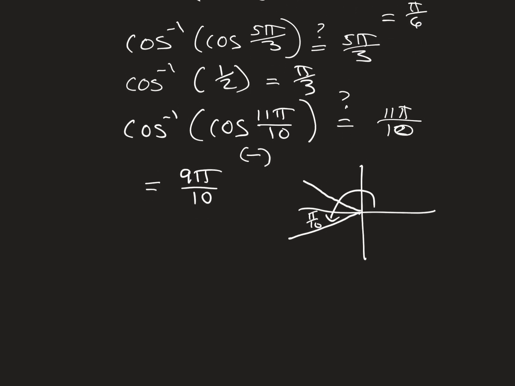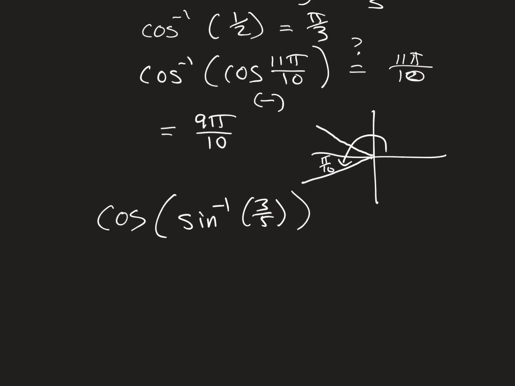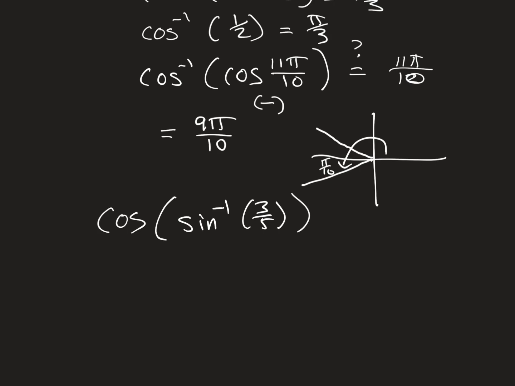How about, again, doing something different? The outer function now, instead of being inverse, what if the outer function is a regular trig? So I have cosine, say, inverse sine of 3/5. Well, 3/5 isn't a ratio of one of my special angles, but I actually don't need to find that angle associated with 3/5 when I take the sine, because I can draw out, remember, inverse trig, the output is some angle. So let's draw this angle.